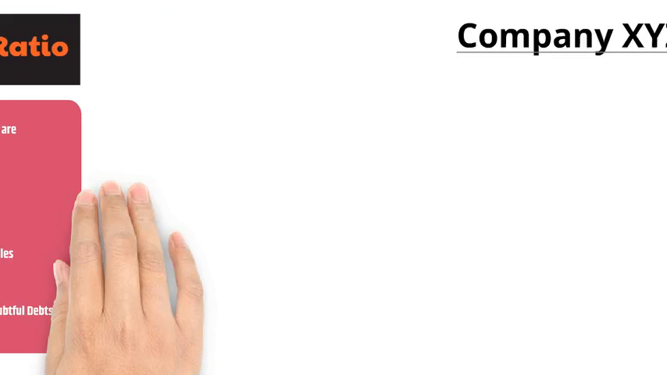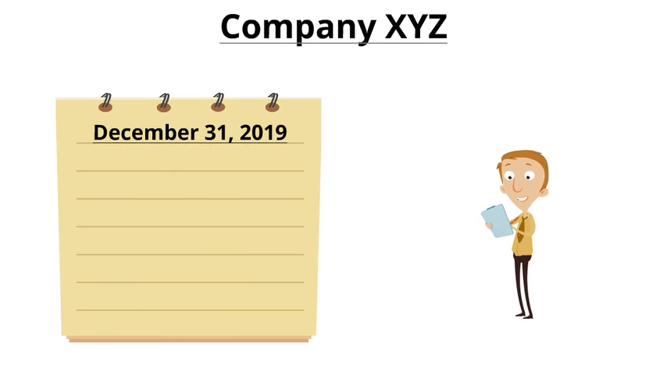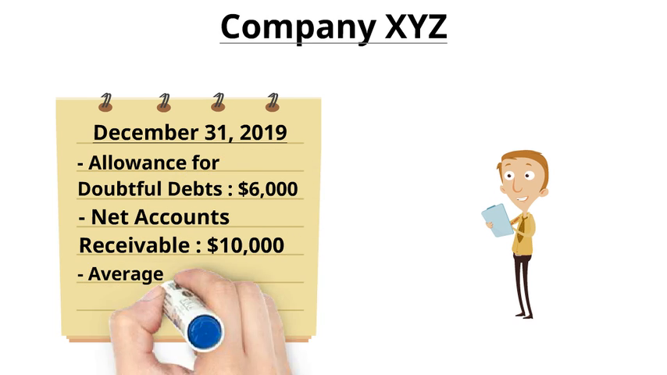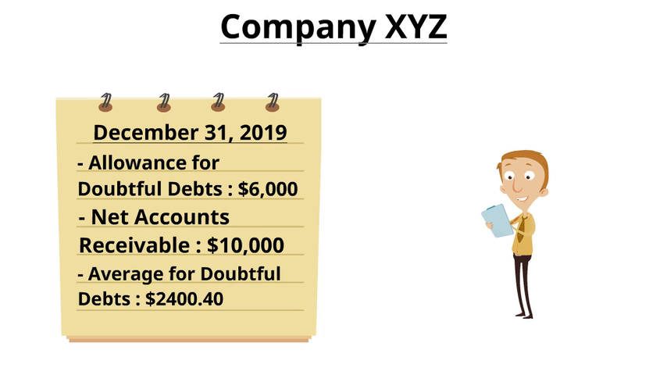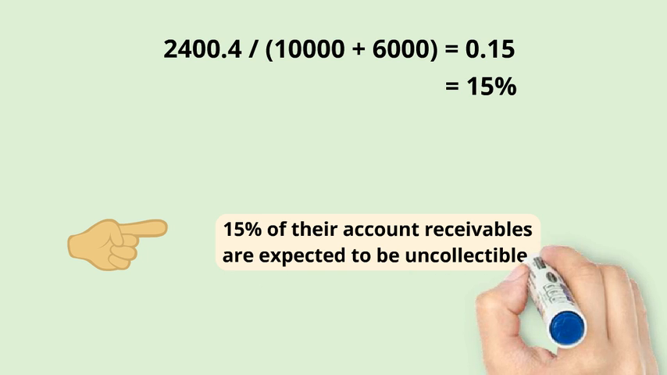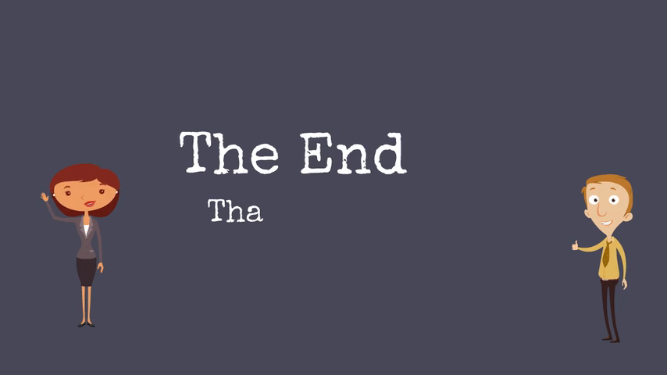On December 31st, 2019, allowance for doubtful debts was $6,000, net accounts receivable was $10,000, and average for doubtful debts was $2,440. Plugging that into the formula, we get that 15% of company XYZ's accounts receivables are expected to be uncollectible. And that's analyzing accounts receivable in less than 3 minutes.